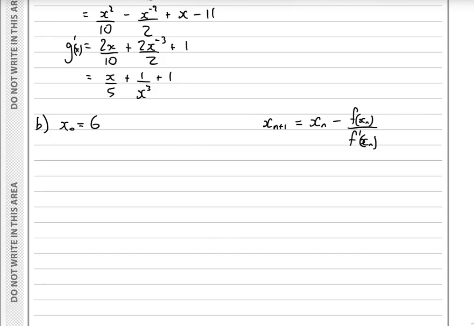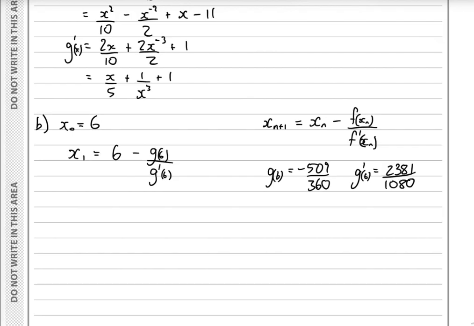The only difference, of course, is we're using g here, not f. But good enough. x1 is equal to x naught minus g of x naught over g prime of x naught. Let me change that into a 6 already. G of 6, if I put all that on my calculator, is minus 509 over 360. And g prime of 6 is 2381 over 1080. So this becomes 6 minus 509 over 360 all over 2381 over 1080.